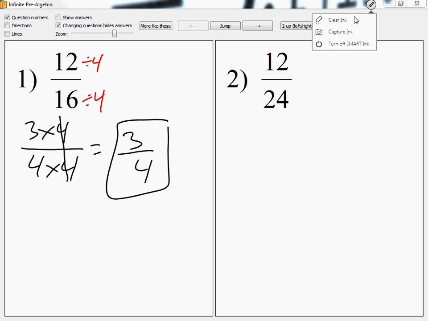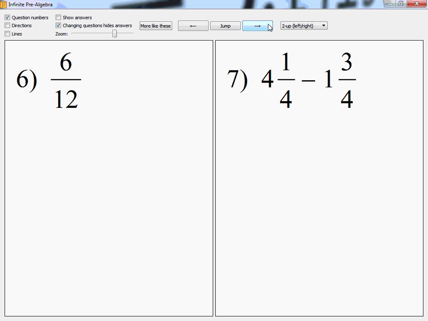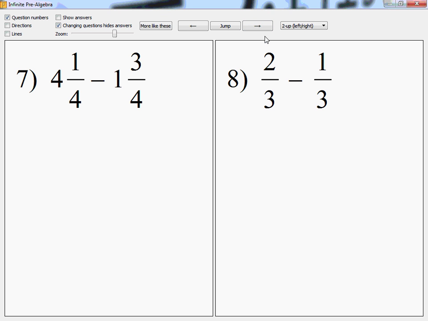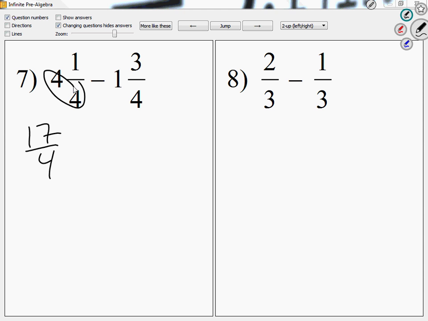Alright, let's take a look at question number 7. When we're adding, first of all, we cannot have mixed numbers. So let me change this to improper. For the first fraction, I'm going to have 17 over 4. And the 17, because remember I went 4 times 4, and then I added it to the top. So I got the 17. For the second fraction, I'm going to have minus 7 over 4. And the same thing, I went 1 times 4, and then I added it to the top. That's why I got the 7.